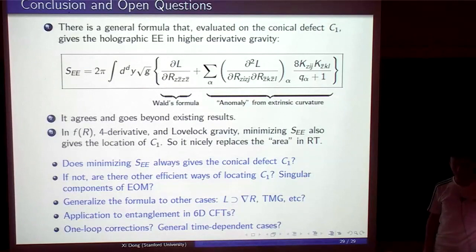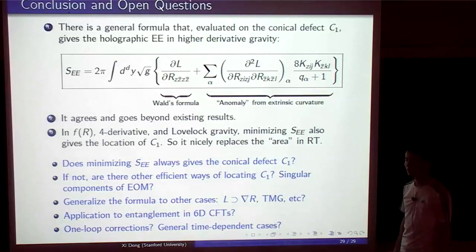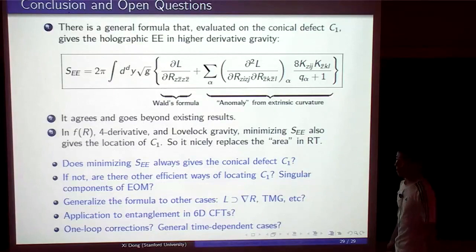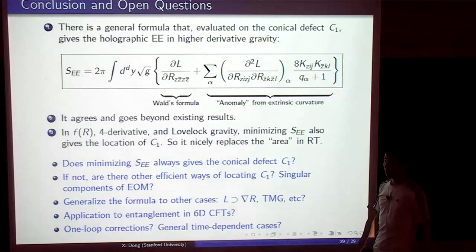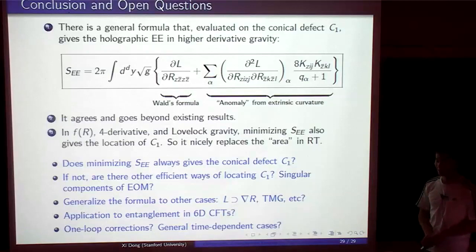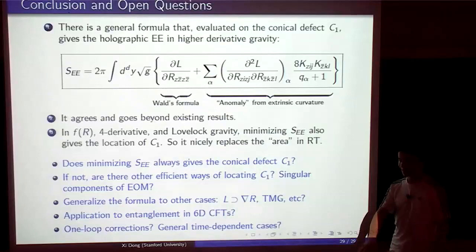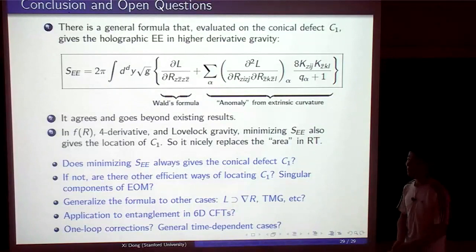Do you know if your formula is positive definite? It's not clear. The short answer to that question is, one can always add this to the Ryu-Takayanagi formula, which means I always consider small perturbations from Einstein gravity by adding some higher derivative term with small coefficients to Einstein gravity. In that case, it is guaranteed to be positive definite from a perturbative sense.